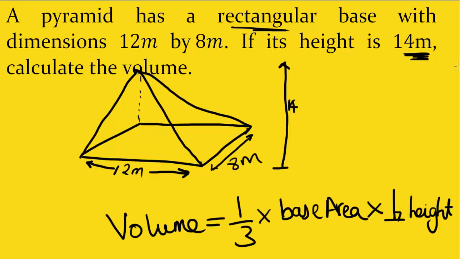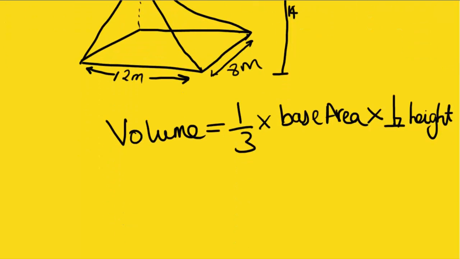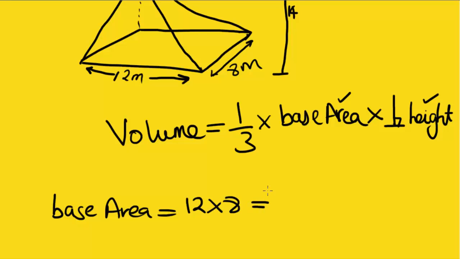So to find the volume of our pyramid, all we need to do is determine the base area and determine the height. What is the base area? Well, the base of the pyramid is a rectangle, and the area of that base is the area of a rectangle. What's the area of a rectangle? Length times breadth. So I was calling it width, but you can call it breadth. So base area is length times breadth, which is 12 times 8 meters, which gives you 96 meters squared. What's the height of the pyramid? We've been told it's 14.